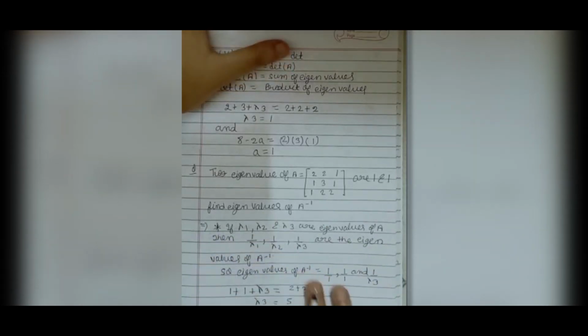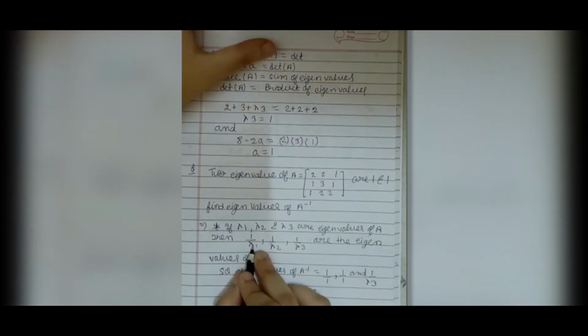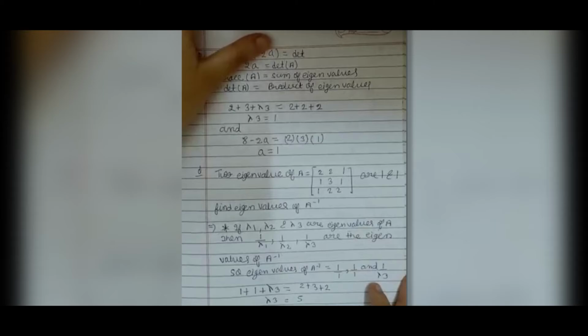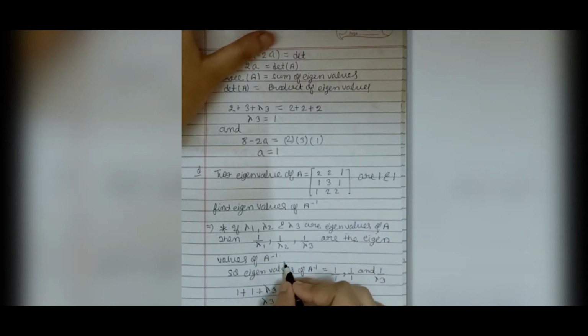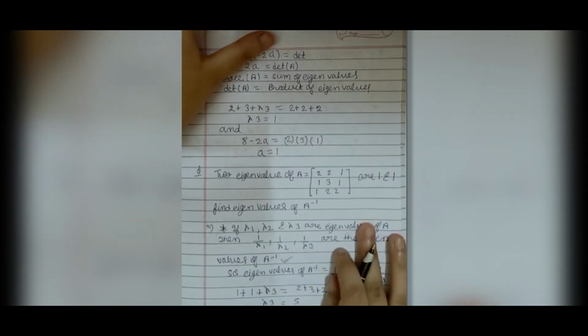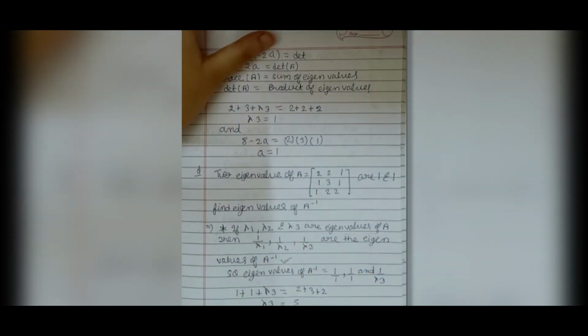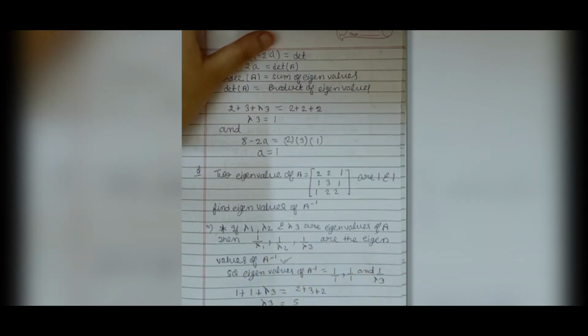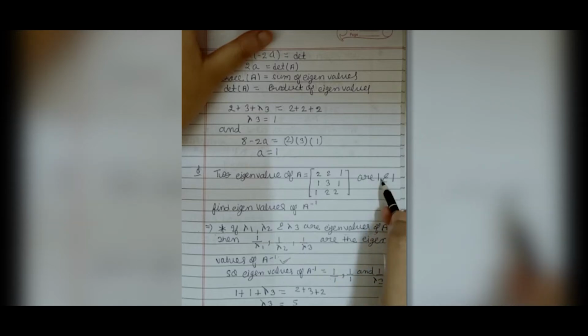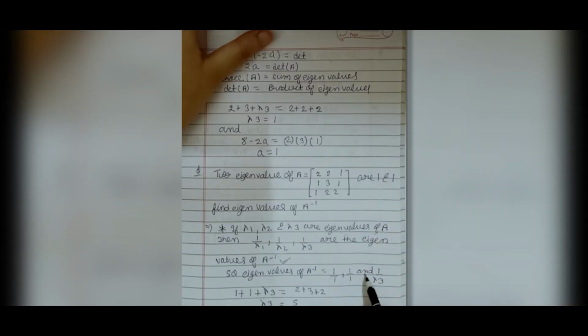Note down this point. If lambda 1, lambda 2, lambda 3 are eigenvalues of A, then 1 by lambda 1, 1 by lambda 2, 1 by lambda 3 are the eigenvalues of A inverse. It means that whatever lambda we get for A, the reciprocal of that is the eigenvalue for A inverse. So eigenvalues of A inverse are 1 by 1, 1 by 1 as given, and 1 by lambda 3. We need to find this lambda 3.